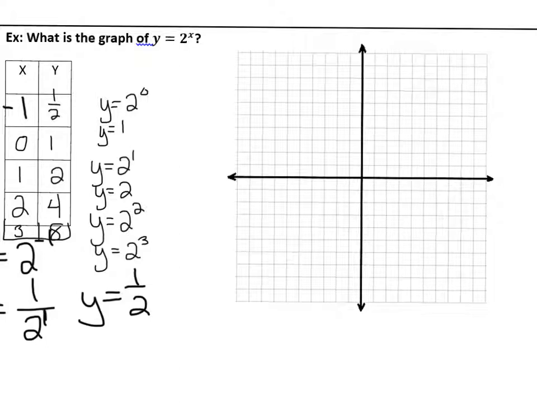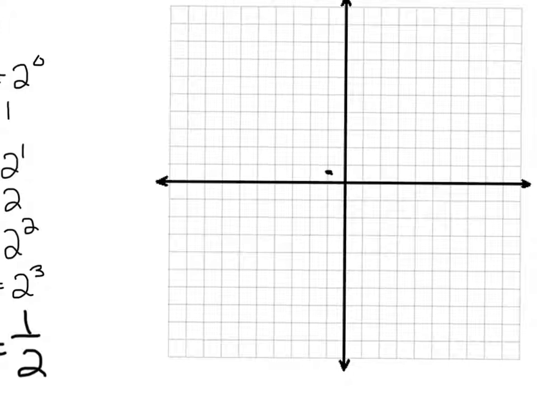So left 1, then up half of a unit. Then we have 0, 1. 1, 2. 2, 4. And then 3, 8. Now, you're noticing, hopefully, that there's a nice curve here. That's part of the exponential equation here. They'll always have a curve here, so we're going to connect those dots.